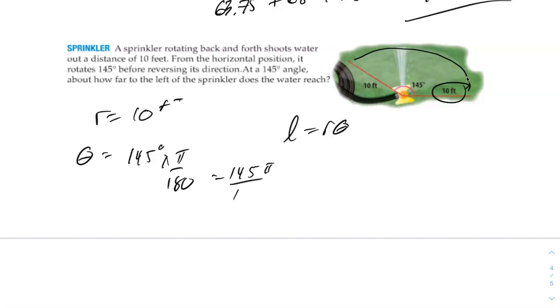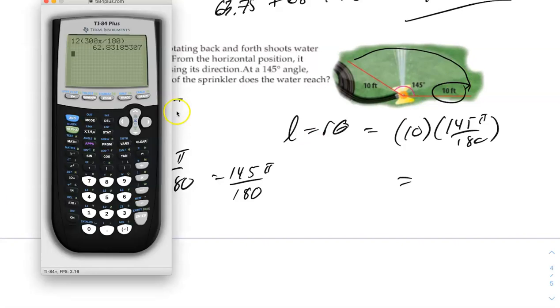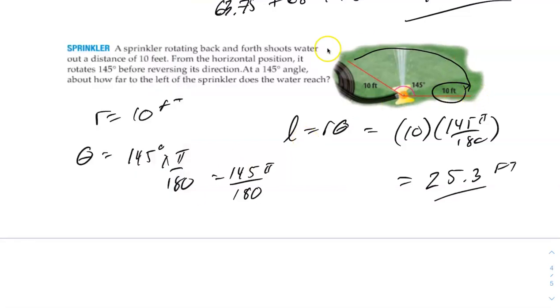Again, if I want, I can reduce this, but it's an application problem. I'm going to put it in our calculator anyway, so it doesn't really matter. So I'm going to get 10 times 145 pi over 180, which equals, use our calculator. There you go. 145 pi divided by 180 times 10. And I get about 25.3 feet. So it reaches 25.3 feet that way. There you go.